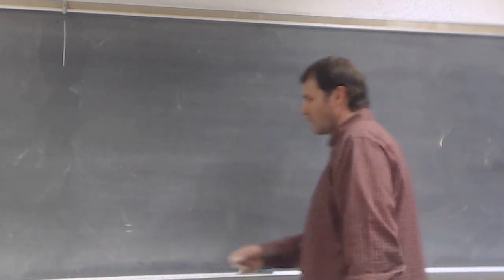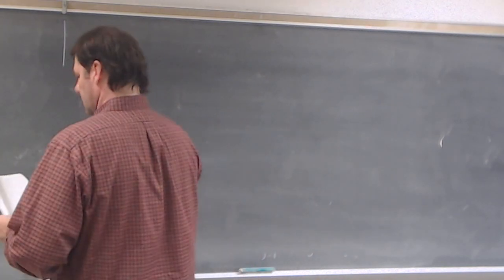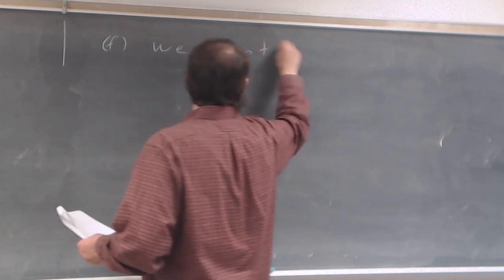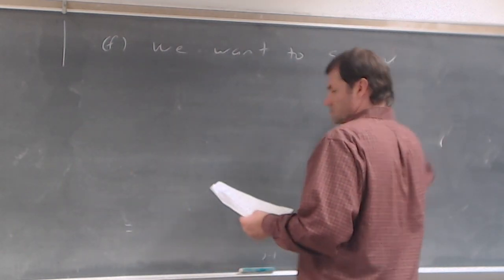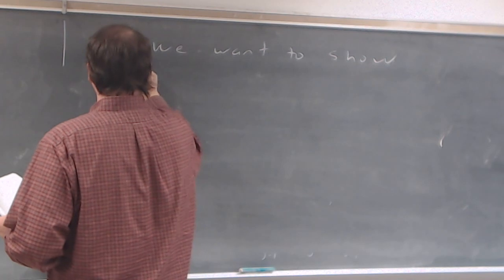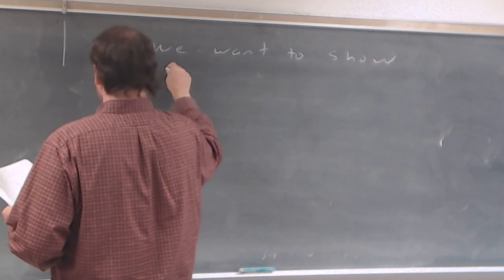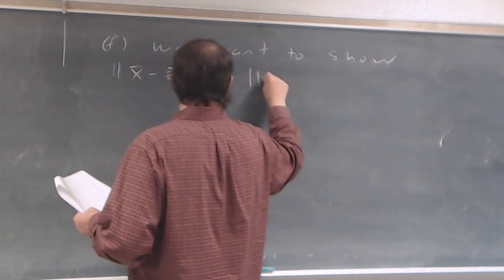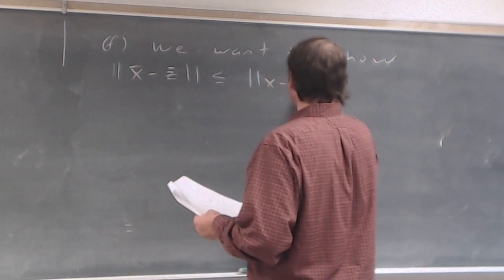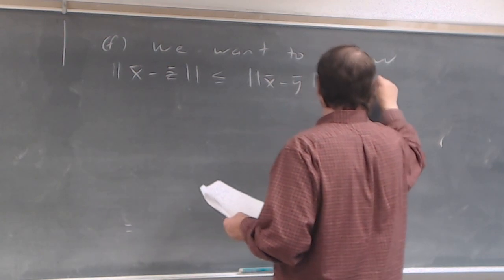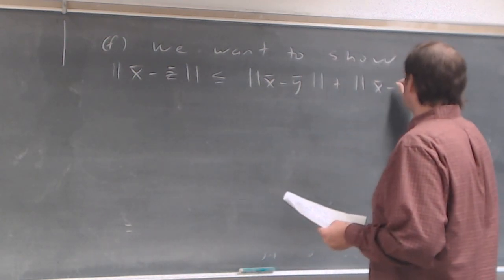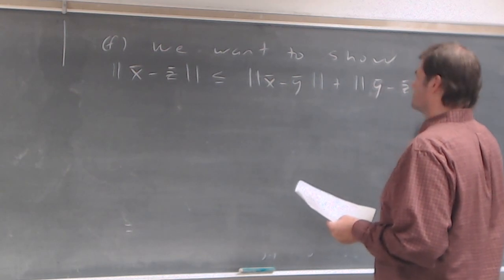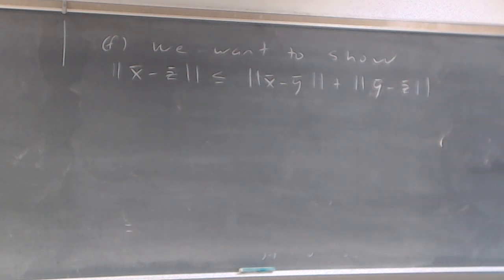Okay. So here, part F, we want to show that the norm of x minus z is less than or equal to the norm of x minus y plus the norm of y minus z. That's what we'll show.